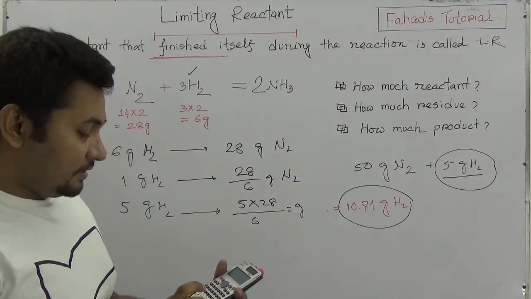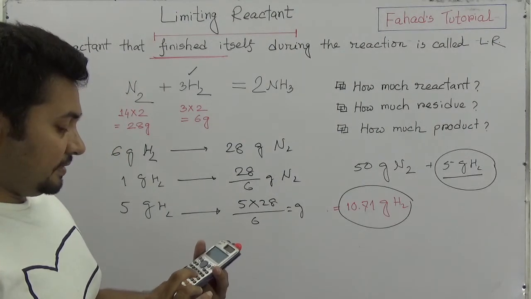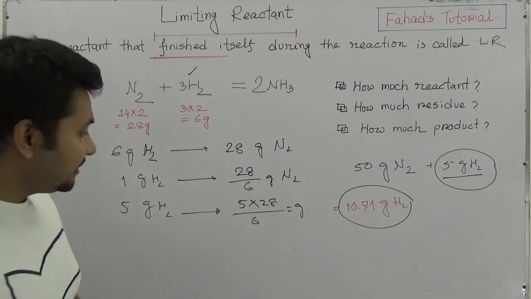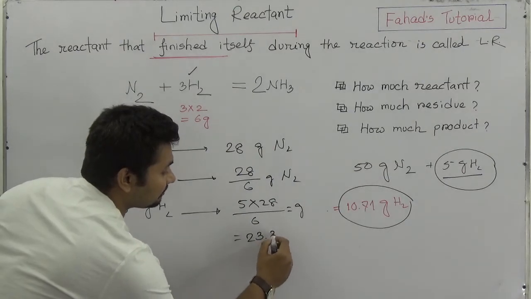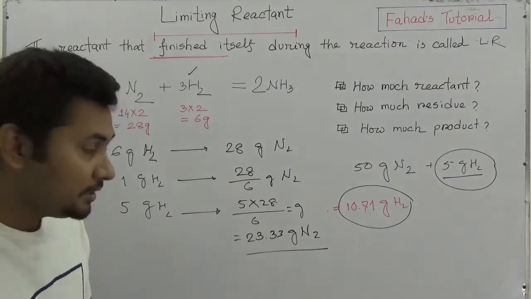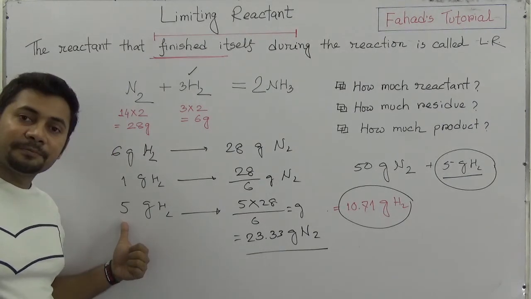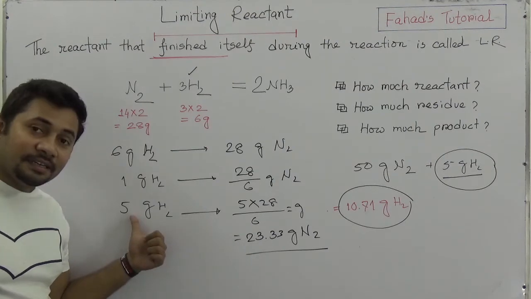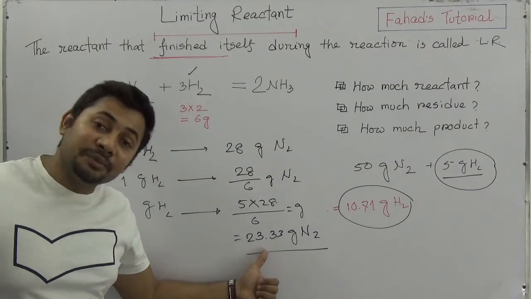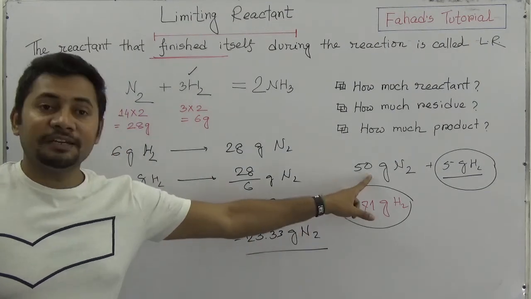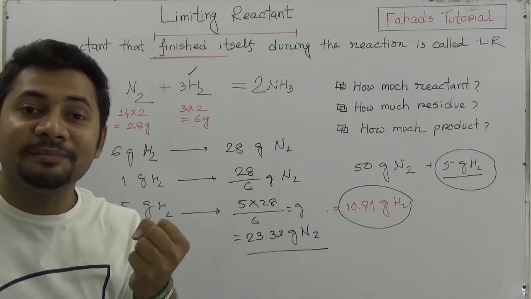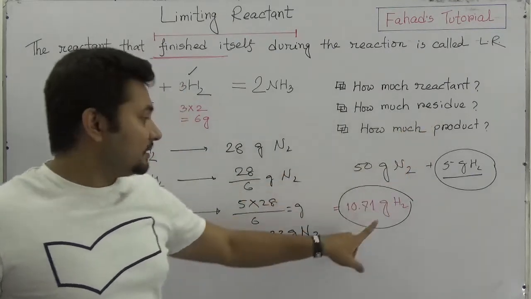Now 28 times 5 divided by 6 is about 23.33. That means 23.33 gram nitrogen was required to react with 5 gram hydrogen. So 5 gram hydrogen will end when it reacts with 23 gram nitrogen, but 50 gram nitrogen is given in the data. So how much nitrogen will be left? The residue is nitrogen.